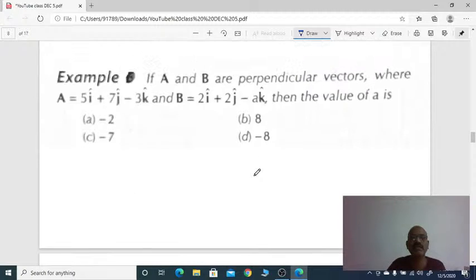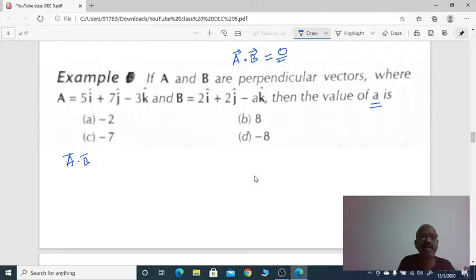See here, A and B are perpendicular vectors, where A vector and B vector are given. Then what is the value of a? Here it is clearly given that A and B are perpendicular. We know that in the dot product, the condition when both are perpendicular is: if both vectors are perpendicular, then the dot product A dot B is equal to 0. That's it. So now you can go ahead.